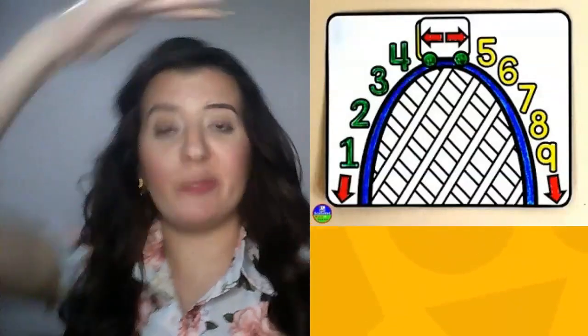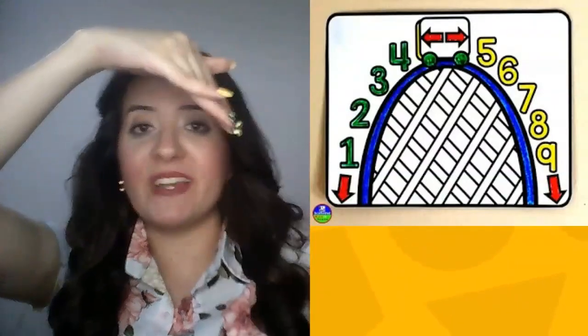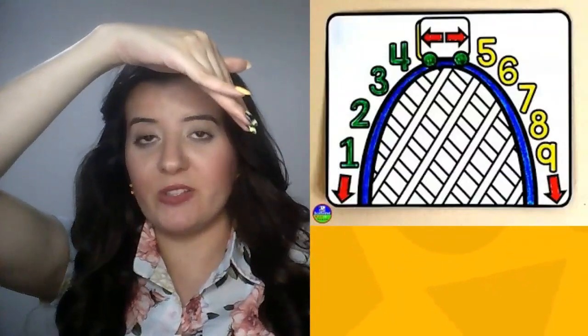But if you land, for example, on a seven, you went over the hill. So that means you're going to go to the next 10. You're going to go up to the closest 10 to it. Okay? So let's take a look at some.